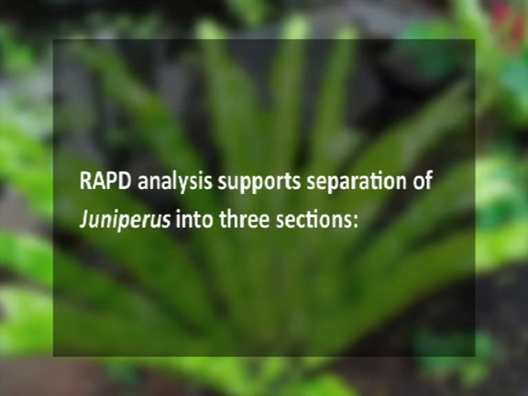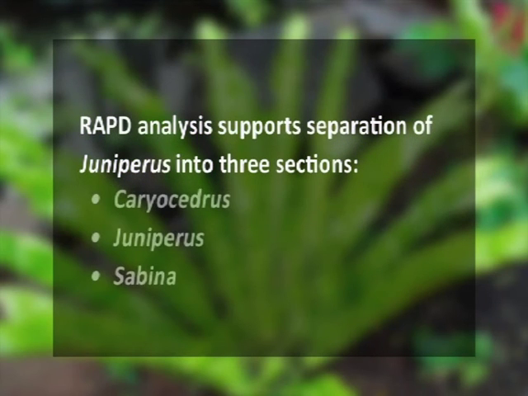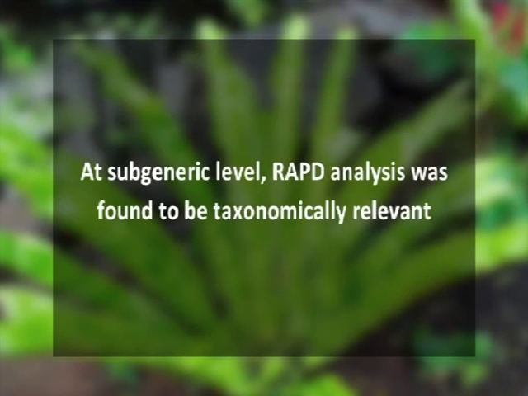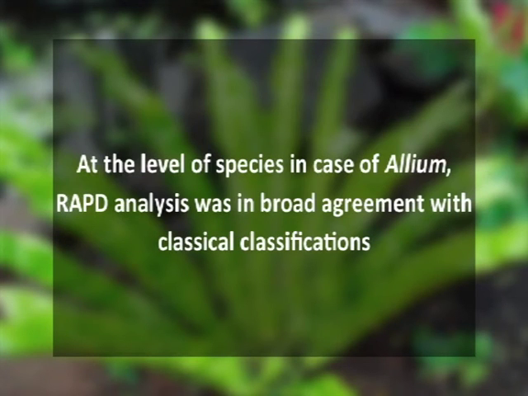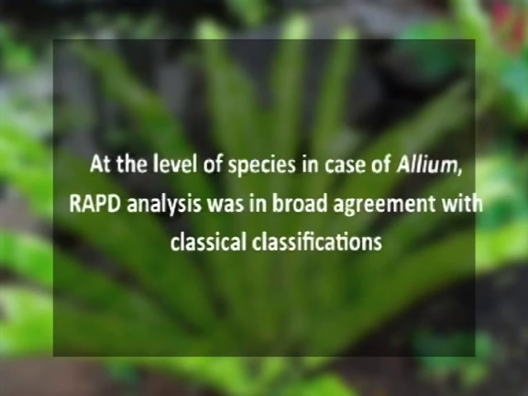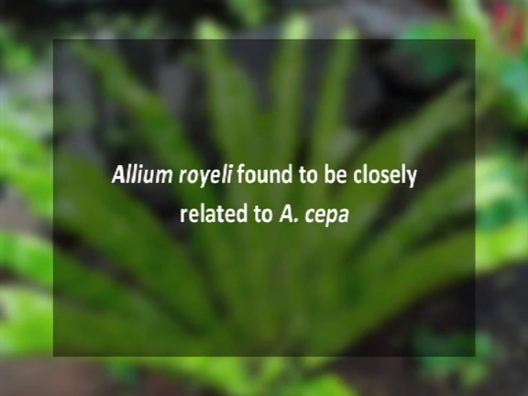Separation of Juniperus into three sections, that's Caryocedrus, Juniperus and Sabina, has been supported by RAPD analysis. In this case, RAPD analysis was found to be taxonomically relevant at the subgeneric level. RAPD analysis at the level of species in case of Allium also was in broad agreement with classical classifications, except that Allium royale was found to be closely related to Allium cepa in contrast to previous work.